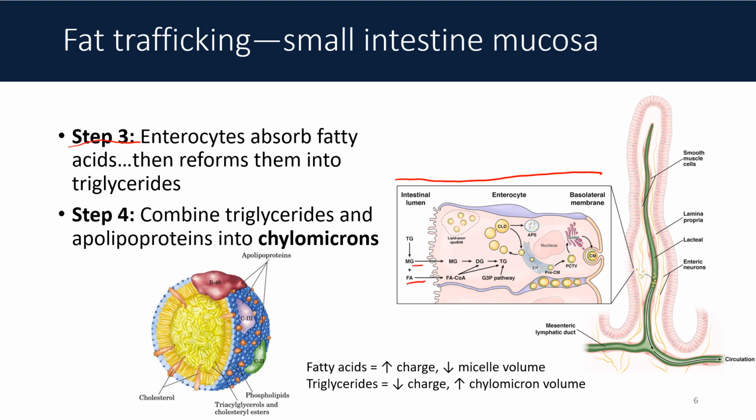The enterocytes, the cells lining the mucosa, are going to take both of those in and reform it back into the triglycerides. So I know what you're thinking. That seems a little bit pointless, but there's actually a really good reason for that. What happens next is the enterocytes will take the triglycerides they just reformed and package them into these special aggregates called chylomicrons.